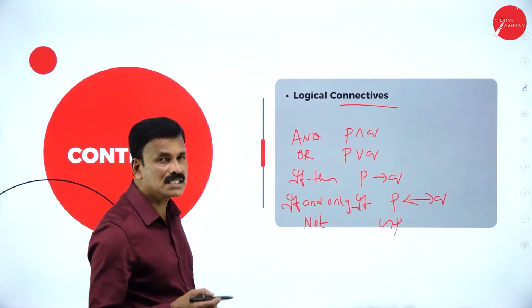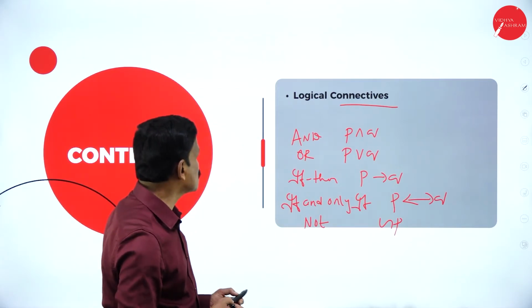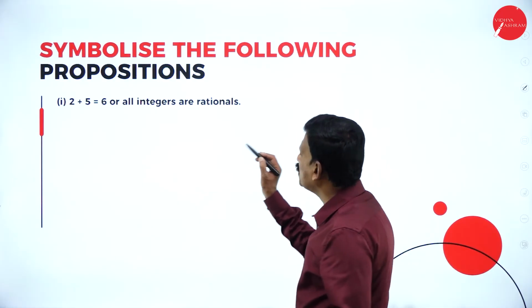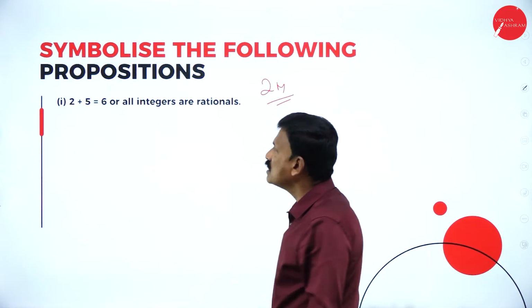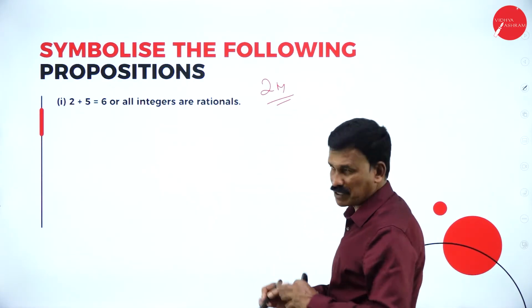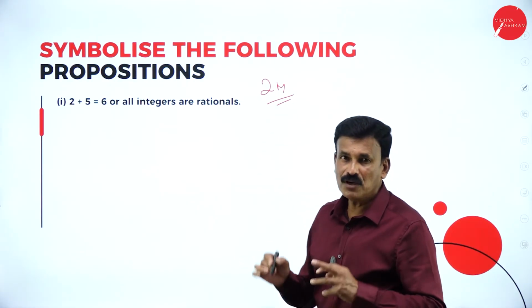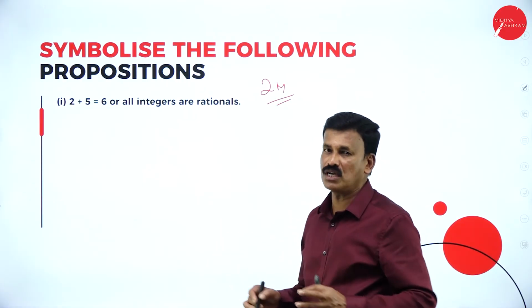Based on this, let us discuss some problems related to this. Now, symbolize the following propositions. These are all 2-mark questions, so you may expect this for 2 marks. Symbolize: the verbal statement is given, and we have to represent it in symbolic form.